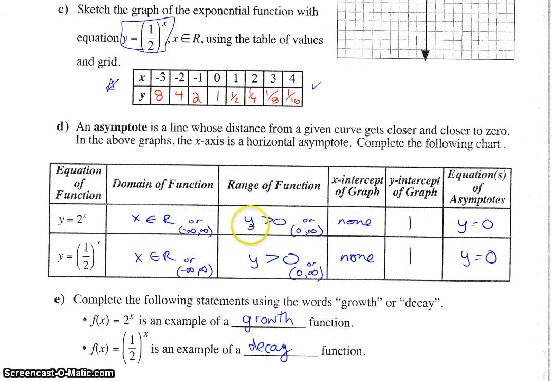Okay, and range, y is greater than 0, can't equal 0, okay, because it didn't cross the x-axis. Or, written in interval notation, that would be 0, not including 0, so round bracket, comma, infinity.